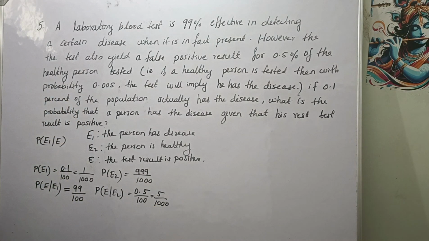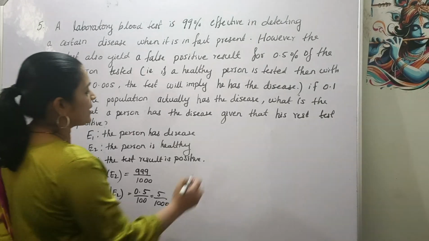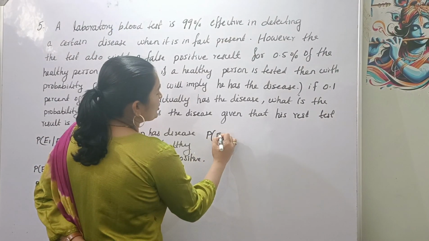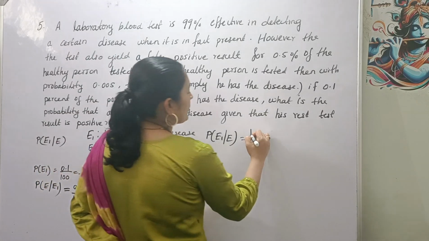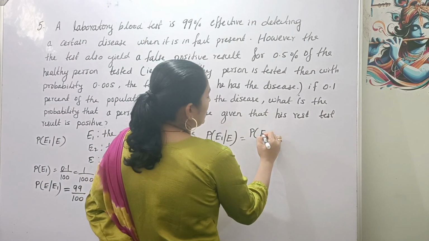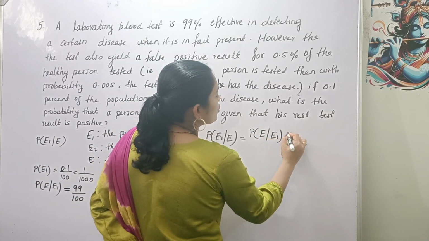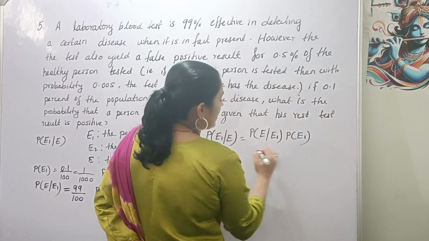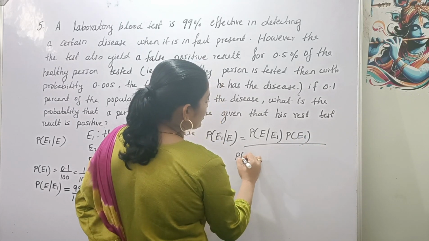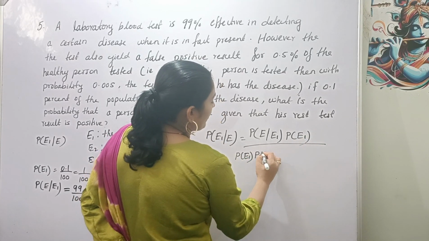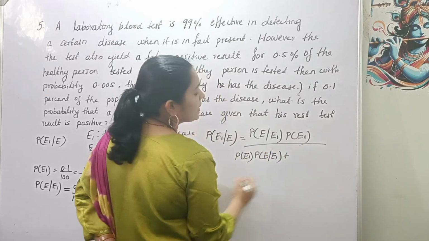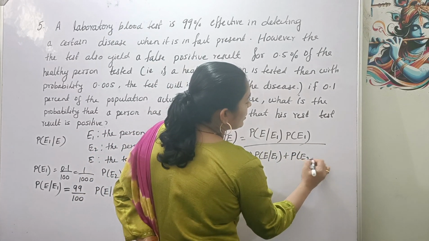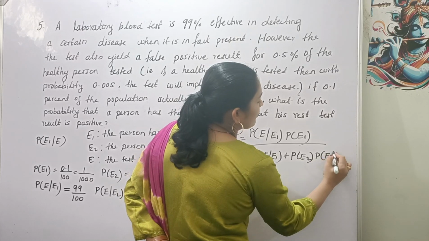Now let's apply the formula, that is, Bayes theorem. We have to find the probability of E1 given E. That is equal to the probability of E given E1 into the probability of E1, divided by the probability of E1 into the probability of E given E1, plus the probability of E2 into the probability of E given E2.